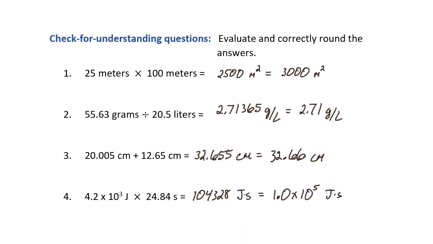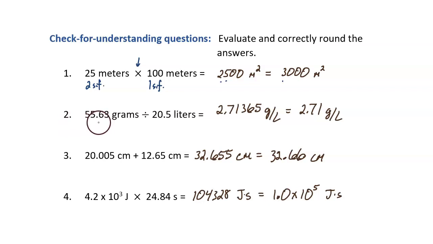Here are the solutions to the check for understanding questions. Question 1, 25 meters times 100 meters. This is a multiplication problem. When you round your answer, you need to think about significant figures. This first number has 2 significant figures. This measurement here has 1 significant figure because zeros on the right don't count unless they're after a decimal point. The final answer has to be rounded to have 1 significant figure. When you type it in, the answer on the calculator is 2,500 square meters. But that number has 2 significant figures. That's too many. So you need to round to 3,000 square meters.